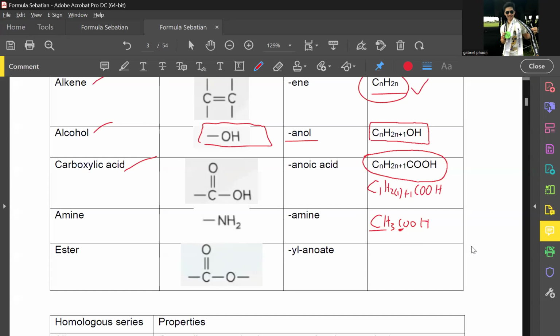Has anyone learned this in school already? What are we supposed to do with the general formula? Does anyone know?